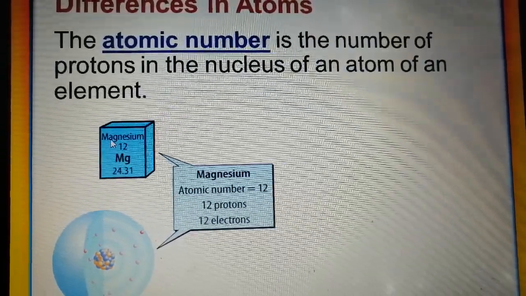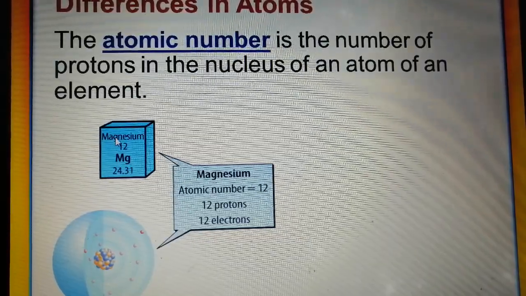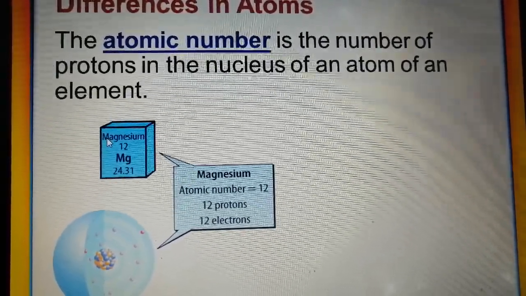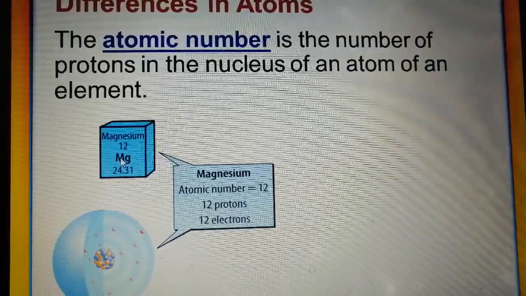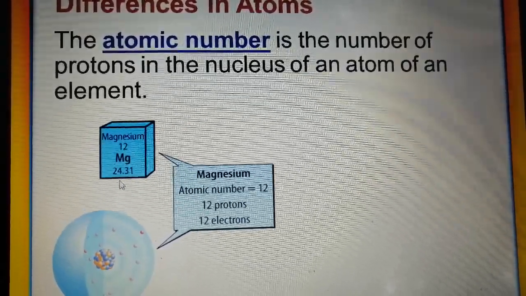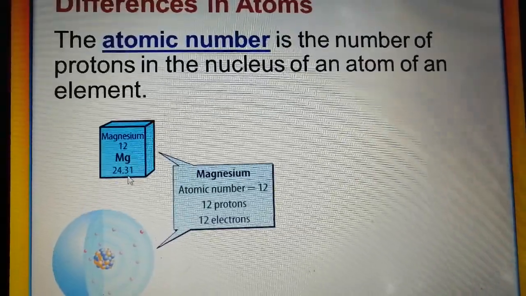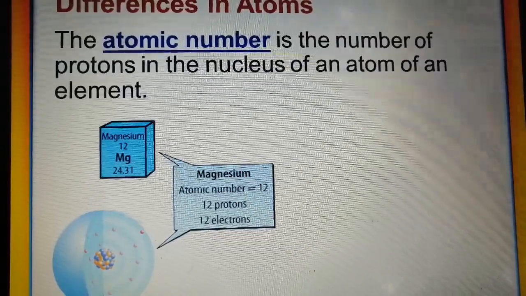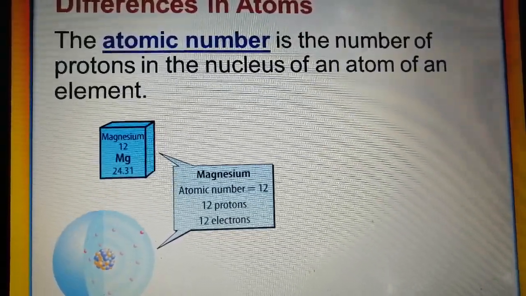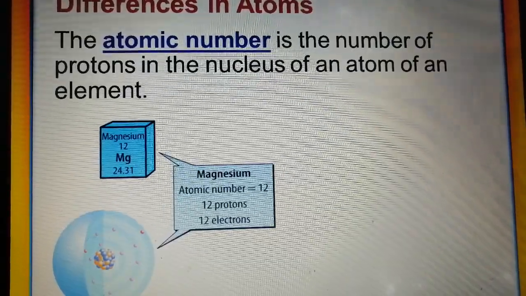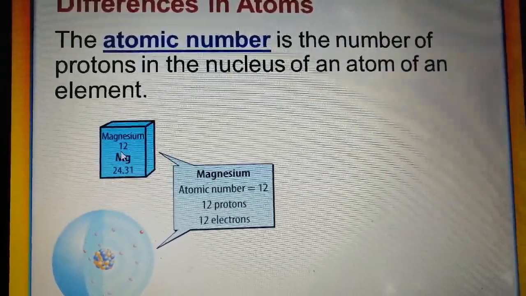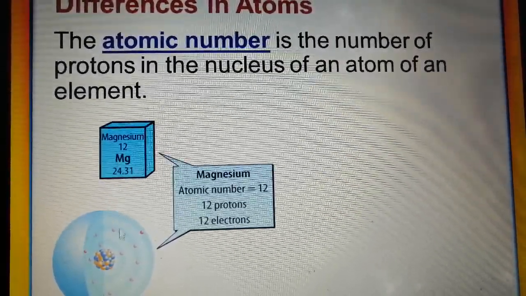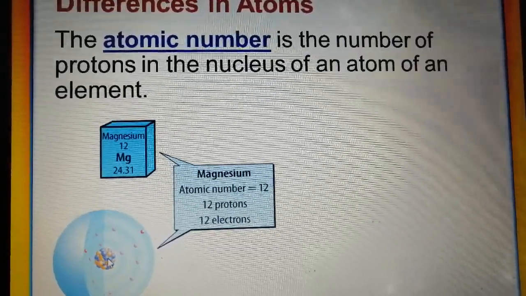First, magnesium is the name of the atom, and Mg represents the symbol. 12 is the atomic number, 24.31 is called the mass number. First, what is the meaning of atomic number? Atomic number is the number of protons in the nucleus of an atom of an element. So the atomic number here equals 12. So the magnesium atom has 12 protons inside its nucleus, okay?